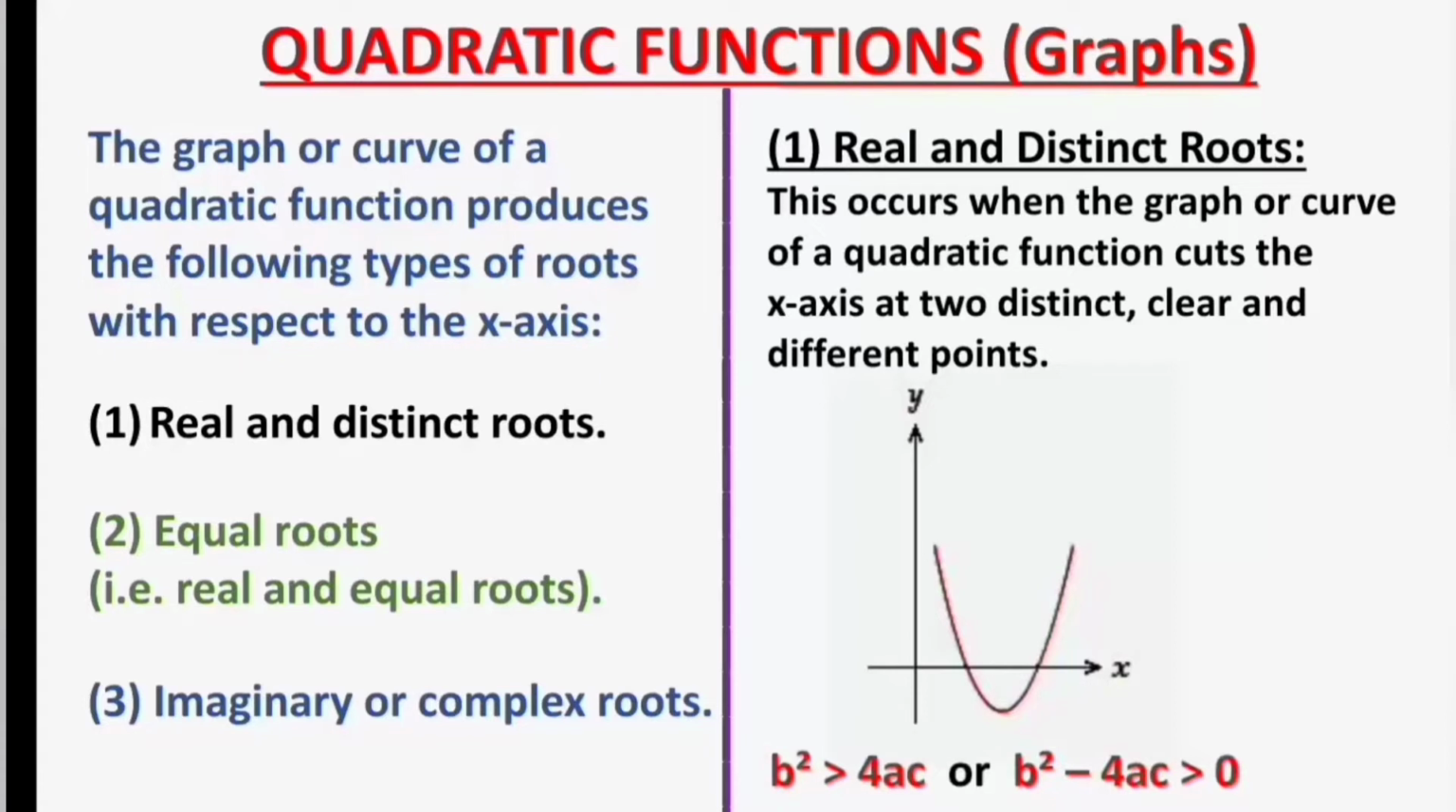We can tell a quadratic function which has real and distinct roots when b squared is greater than 4ac, or when b squared minus 4ac is greater than 0. Don't forget, a is the coefficient of x squared, b is the coefficient of x, while c is the constant term in the general form of the quadratic function.